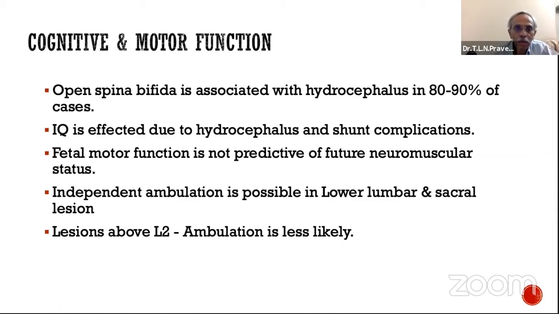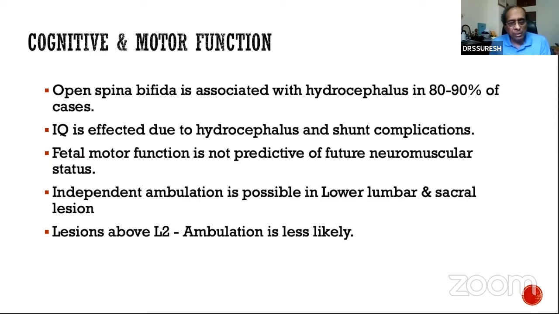One is ventriculomegaly that may be present, and that may also affect cognitive development. IQ is very important, and the IQ is lower when there is more ventriculomegaly. And certainly motor function, which we see antenatally. We say limbs are moving, and when we report on that, it doesn't mean the limbs will move later on. That's a temporary function which we see antenatally. That's completely different from what's going to happen postnatally.